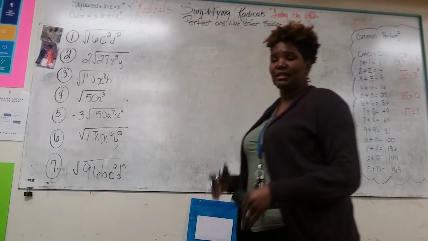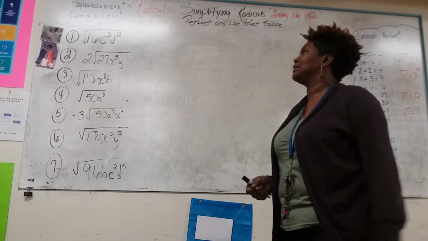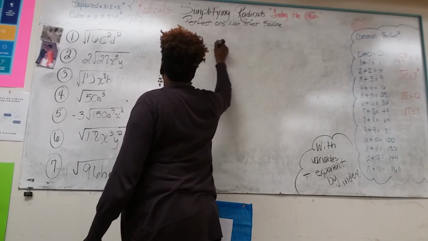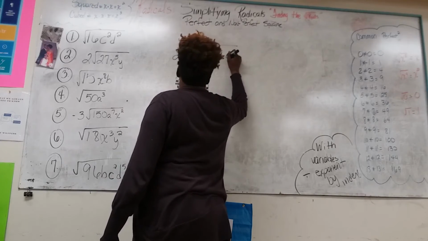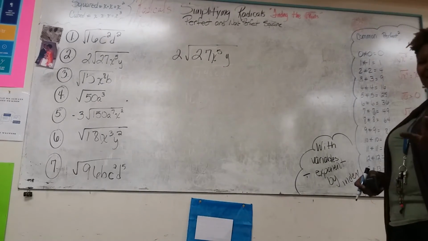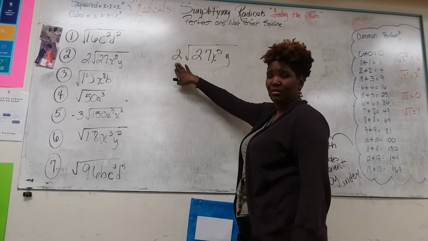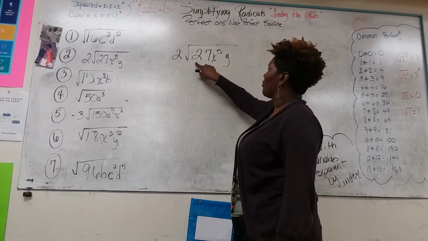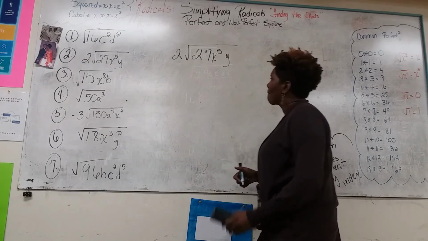And by all means, if you think you can work some of these problems ahead of me, please do. I believe in you. Okay, so now we have 2 square root of 27 x to the 5th y. This is something that you need to remember about radicals. Whatever you boot from under here, you have to multiply by that, okay? So, here we go.